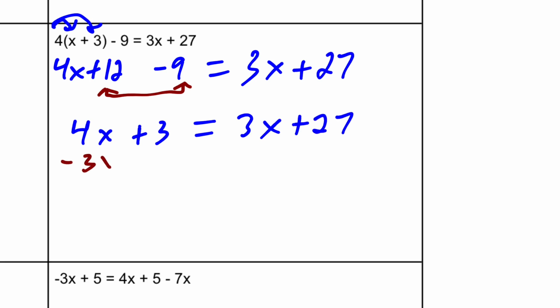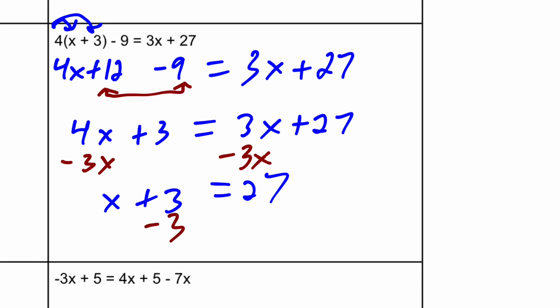So let's cancel out my x terms, and also at the same time, x plus 3 is equal to 27. And then let's cancel out the 3. How do I know to cancel out the 3 instead of the 27? Because it's on the same side as the x. And I want to move it to get x by itself. My final answer is 24.